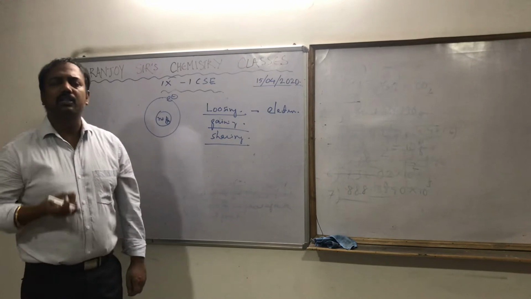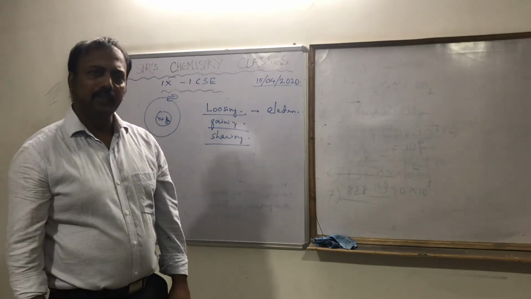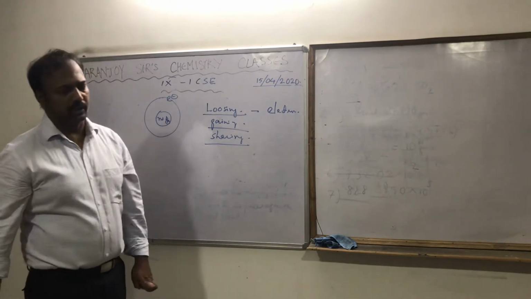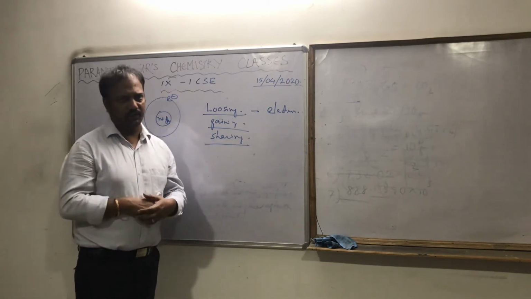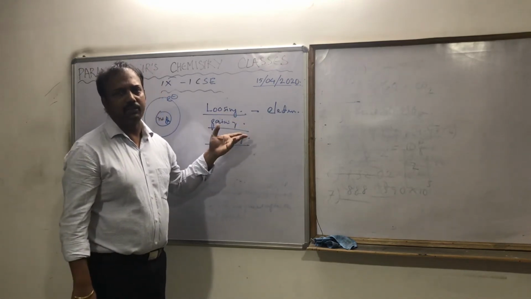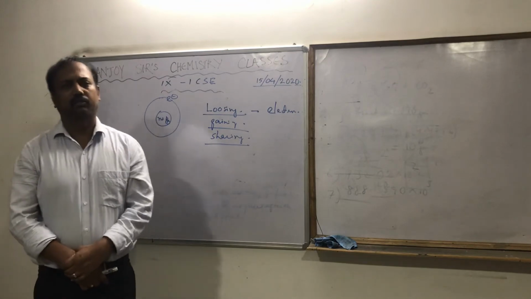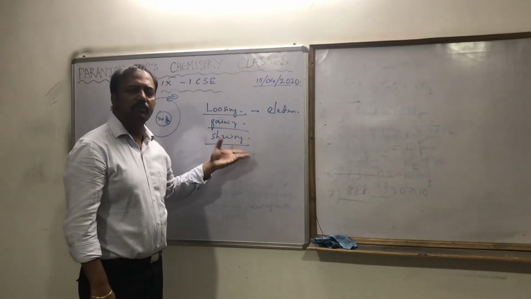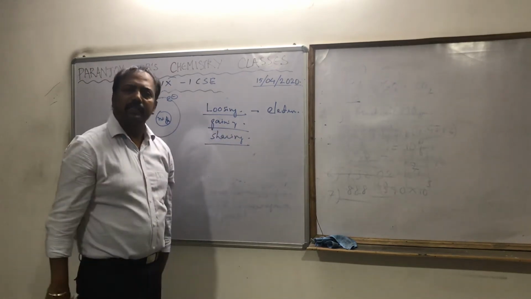If some element is losing 1 electron, its valence is 1. If some element is losing 2 electrons, its valence is 2. If some are losing 3, its valence is 3. If some are gaining 1, its valence is 1. If some are gaining 2, valence is 2. If some are gaining 3, its valence is 3. If some are sharing 1, its valence is 1. If some are sharing 2, 3 or 4, the valence is 2, 3 or 4. It depends on that.